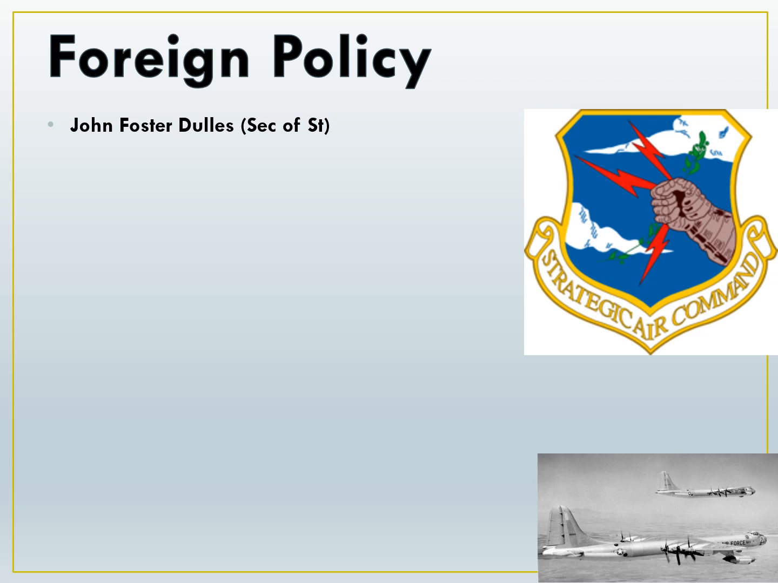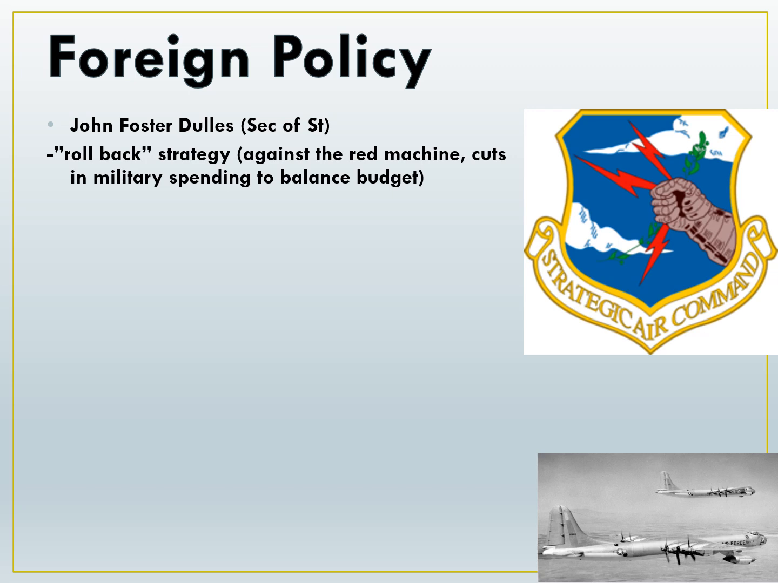Secretary of State for Eisenhower is a guy by the name of John Foster Dulles. Dulles Airport is named after him in Washington, D.C. If you go to D.C., you might land at that airport. It's also where the Enola Gay is stationed. They have a huge museum of airplanes and things like that. Even a space shuttle is in there.